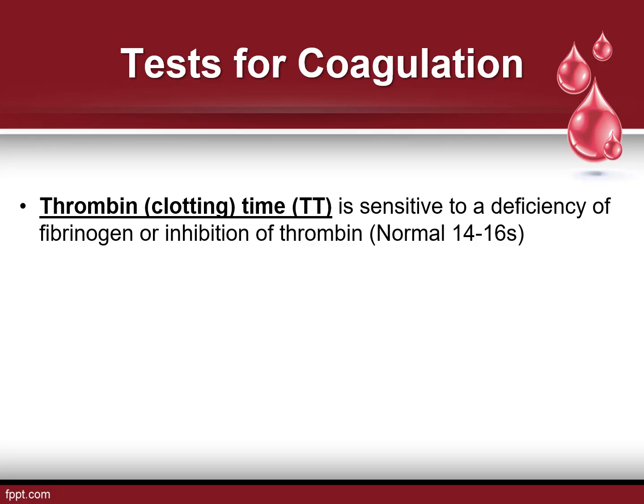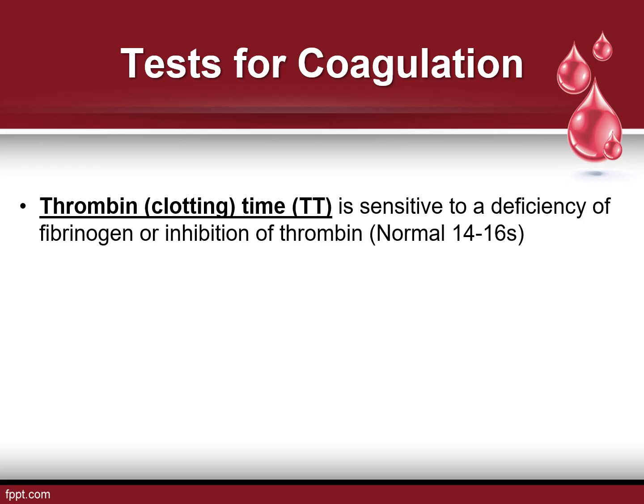Thrombin or clotting time is sensitive to low fibrinogen levels or inhibition of thrombin, and is usually normal between 14 and 16 seconds. It's not widely used, and not necessarily part of the basic screening profile. It reflects the conversion of fibrinogen to fibrin, but it's also sensitive to the presence of inhibitors that may be present in the plasma, like heparin.